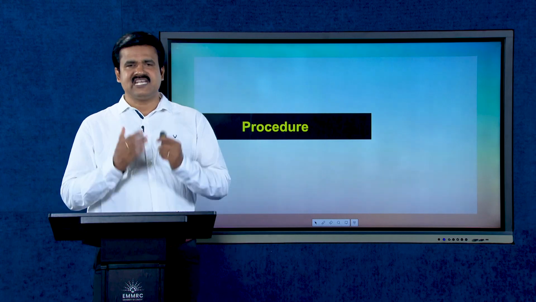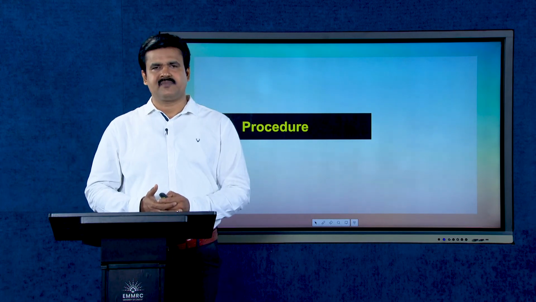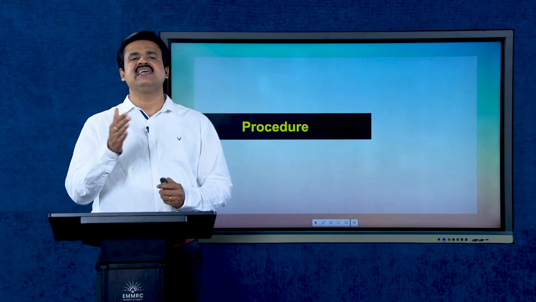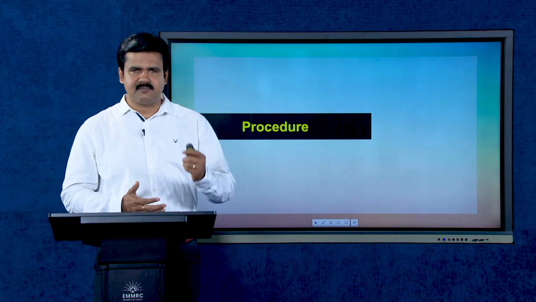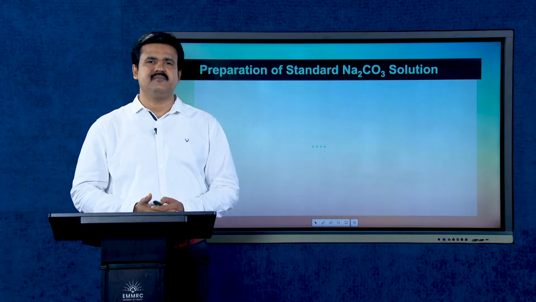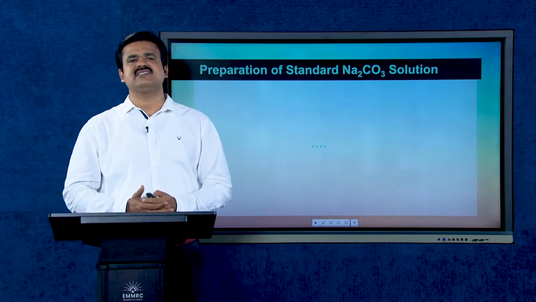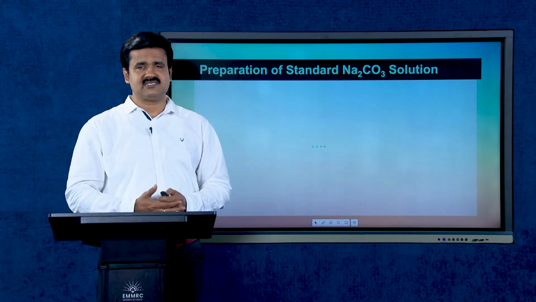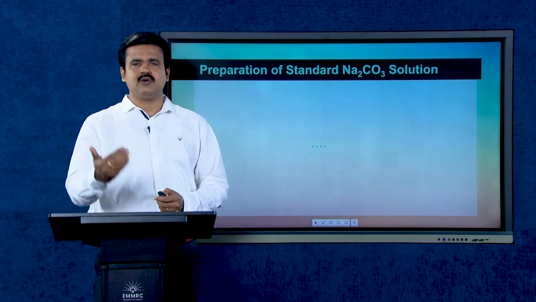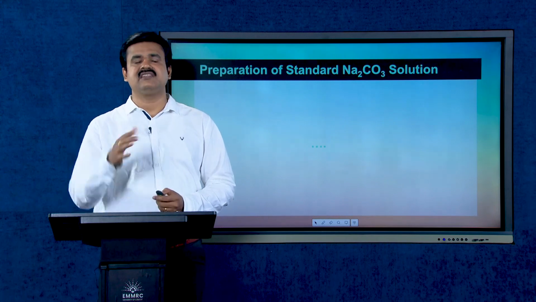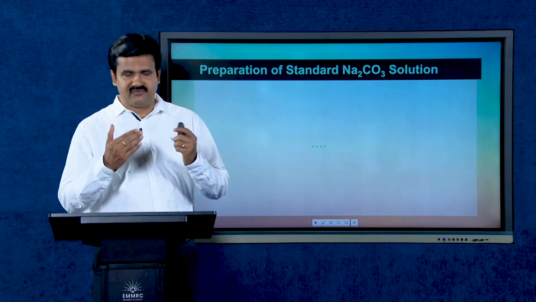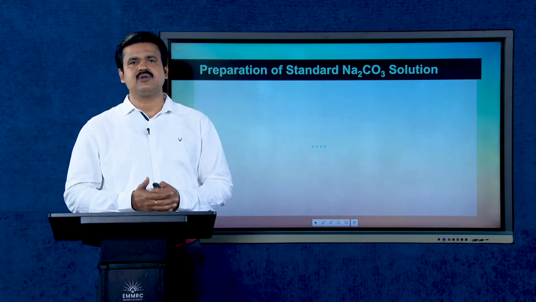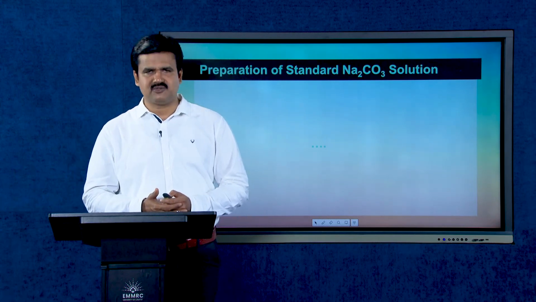Now, experimental procedure. I already mentioned in the introductory part that the entire experimental procedure has 3 parts. The first part is the preparation of standard sodium carbonate solution, the second part involves the standardization of the given HCl, and the final part is the estimation of antacid. We are now entering into the procedure of preparation of standard sodium carbonate solution.